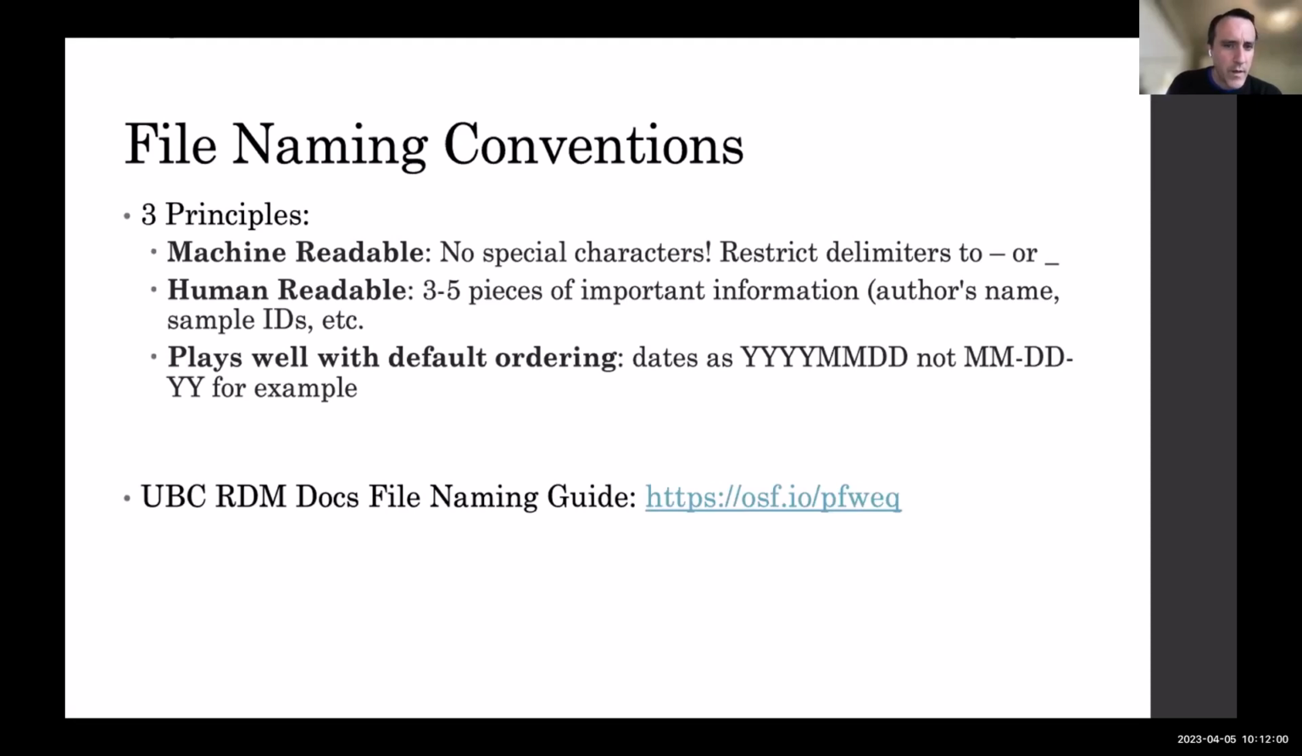And another thing to keep in mind is it's common to include dates in your file names, but you can do it in a way that plays nicely with your file manager's default ordering. So for example, by putting the year, month, day ordering of your date, you'll get things showing up in your lists in your file manager in a chronological fashion. Whereas if you do month, day, year, things will be a bit of a jumble. So these are just some small steps you can take to make things easier as you're working on your projects.